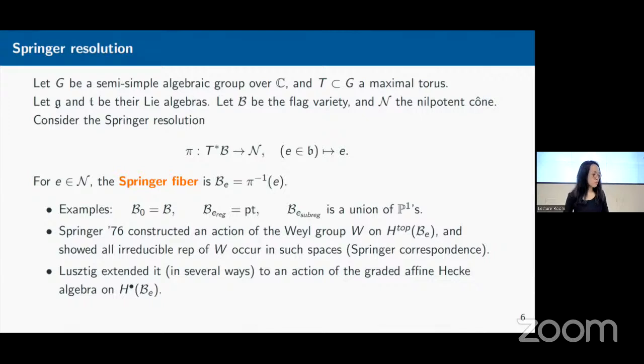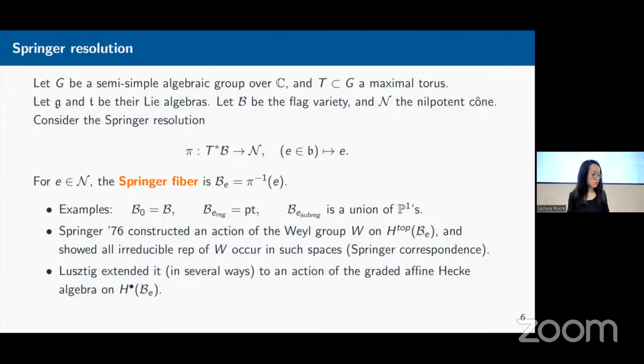So to give you some examples, if we take E to be 0, then it's inside all the Borels. So the fiber is just the whole flag variety. And if you take a regular nilpotent element, then there's a unique Borel containing it. So the fiber is just a point. And the other fibers will vary between these two situations.